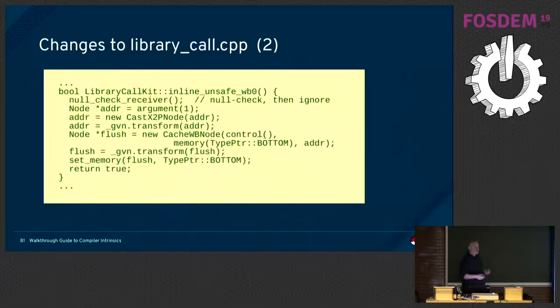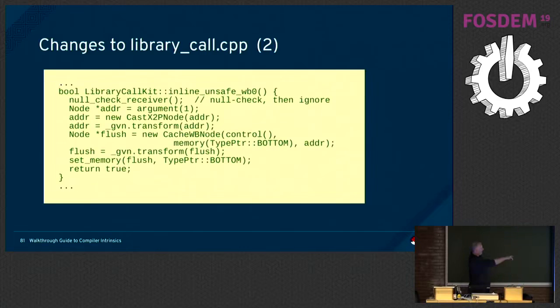Now, when we come into inline unsafe writeback, we've got the stub of a graph for a function, and it's a function that takes a long. So the first thing we do is we plant a null check to make sure we haven't been passed a null unsafe object. So null check receiver says, put in a test there to make sure there's an unsafe object, or throw an exception. The next thing we do is we take the argument 1 from that function call, which is the address, and we get the node that represents that input argument, and we create a cast node because we want to process it as a pointer, and it comes in as a long.